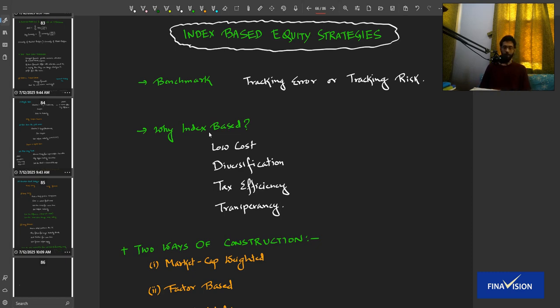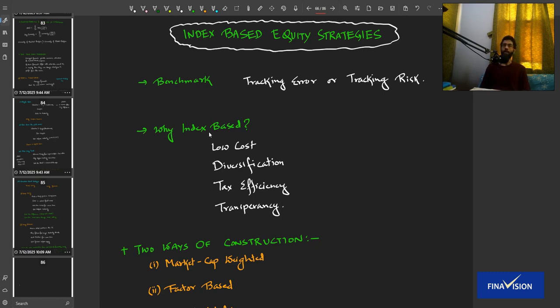And most of the times what happens is fund managers find it easier to communicate and also to track something which is already there, which is transparent and there for everybody to see. And this benchmark, obviously, as we have said, is the index. Many kinds of index that are already there in the markets can be used as benchmark. And when a portfolio is closely tracking, very, very closely tracking that particular index, we are then actually looking at index-based equity strategies, or index-based portfolio strategies.